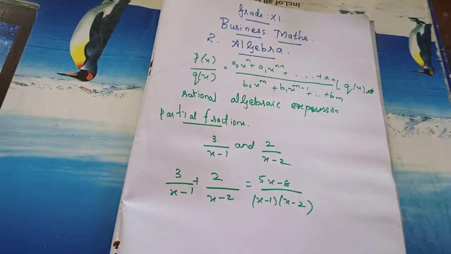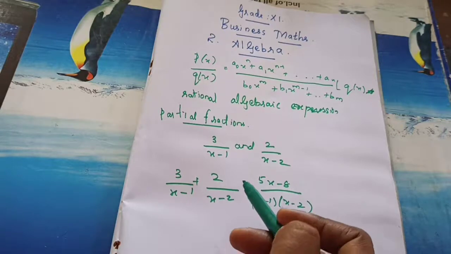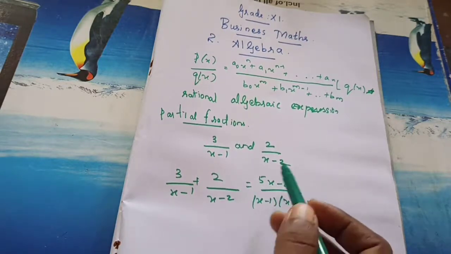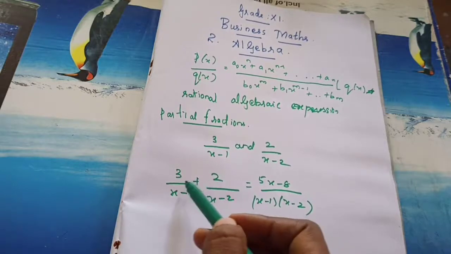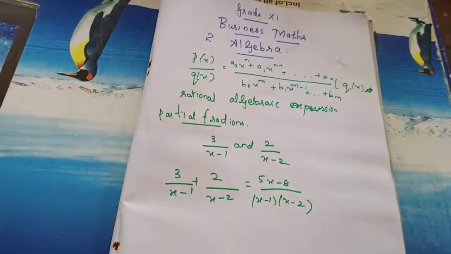Sometimes they can ask, what's the meaning? The process of writing a single rational expression as a sum or difference. Now we have written it as a sum. What do you mean by partial fractions? The process of writing a single rational expression as a sum or difference of two or more. Now I have written a rational expression as a sum of two, or more also you can write, or a difference of two or more. So that is splitting up into partial fractions.